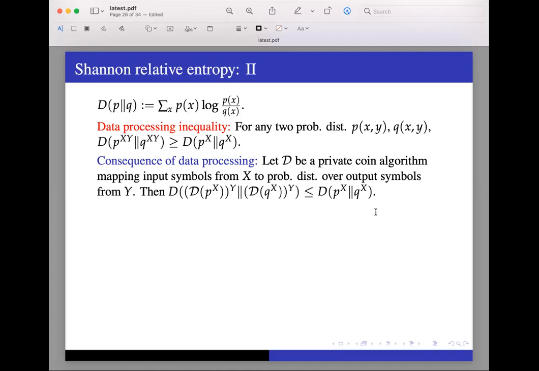So let's take a 5-minute break. I will pause the recording so you can open your books and try to prove this. You can prove it directly using concavity of logarithm and all that, but I encourage you to try to prove it from this statement of data processing. Let me pause the recording for now.